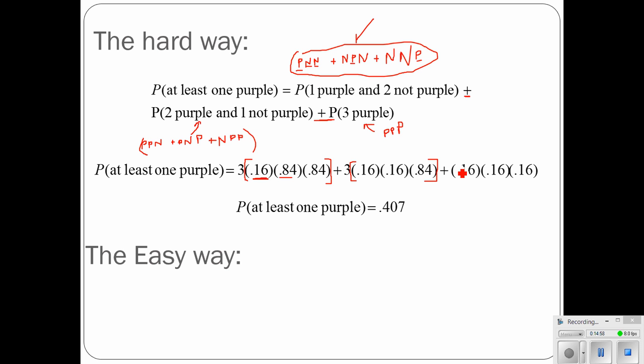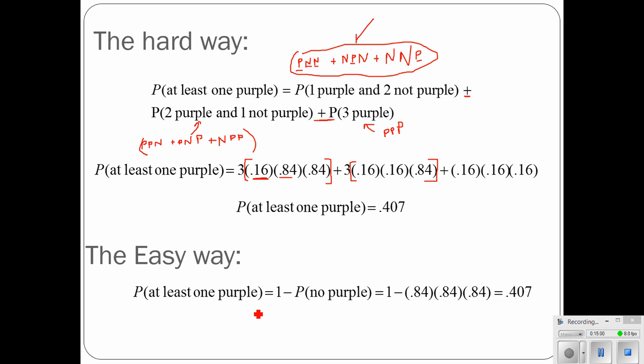Or there's a much easier way using the complement rule. And here's the idea. The opposite of at least one would be no purples. And so using the complement rule, we can do 1 minus the probability of none. So in other words, 1 minus no purple, no purple, no purple, which is where that 0.84, 0.84, 0.84 comes from. And that would be 0.407. So with the complement rule, when you see the term "at least one," go ahead and start thinking about the complement rule: 1 minus the probability of none.